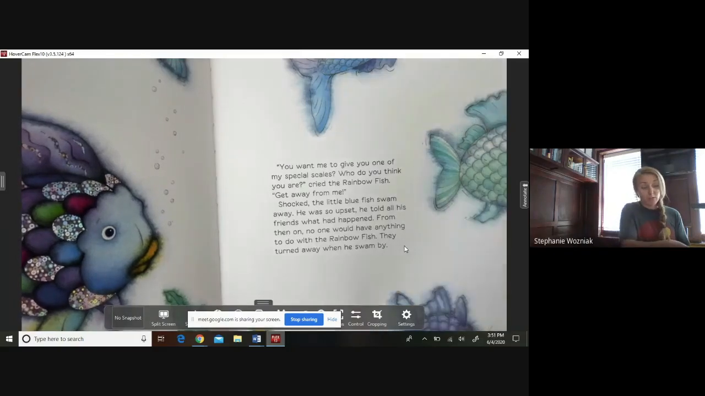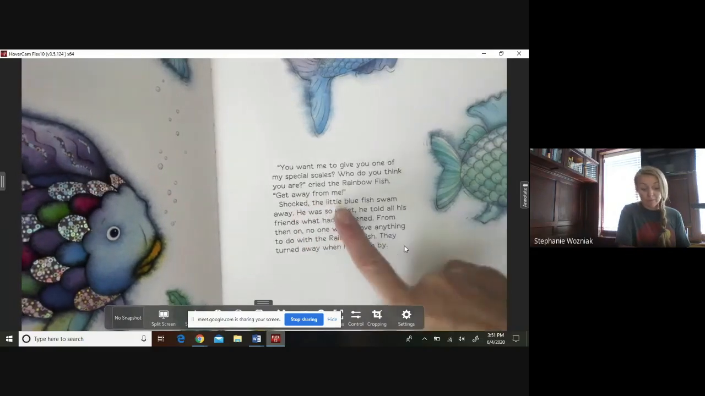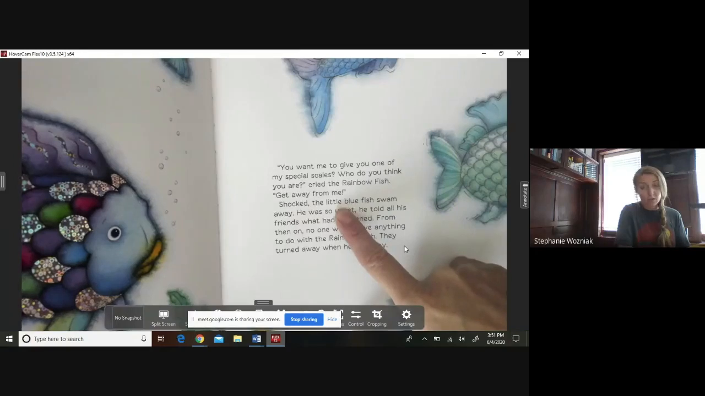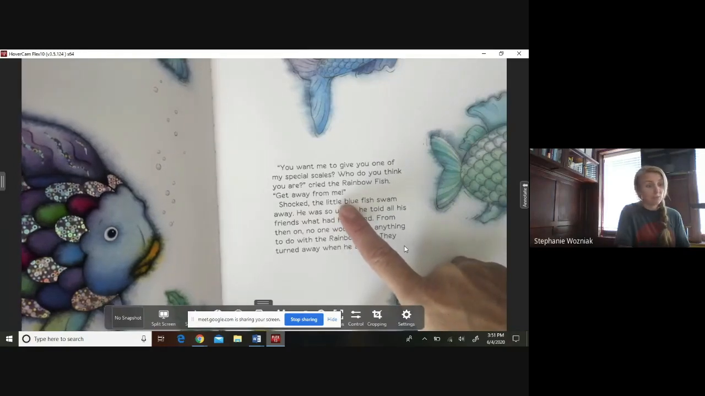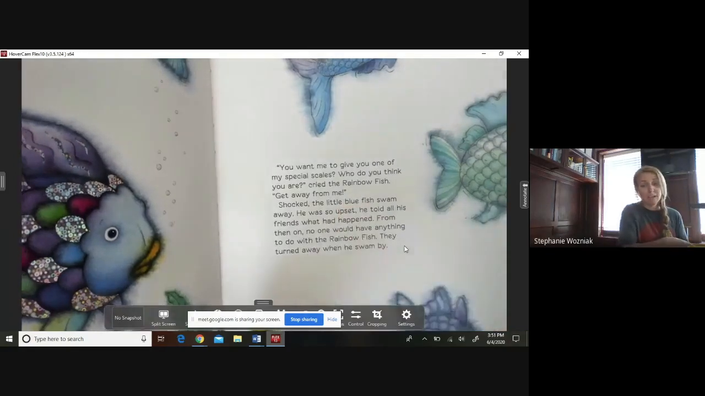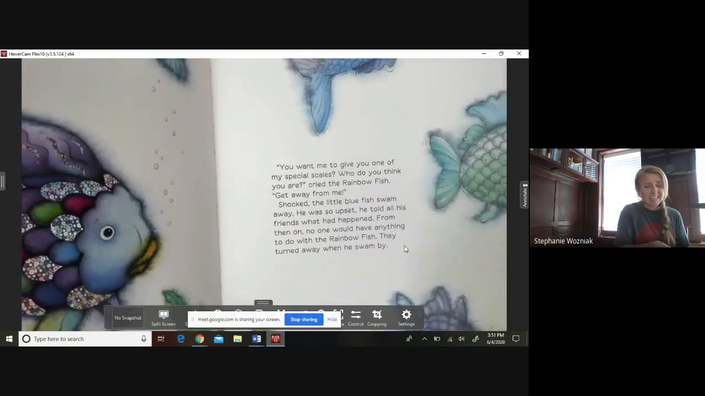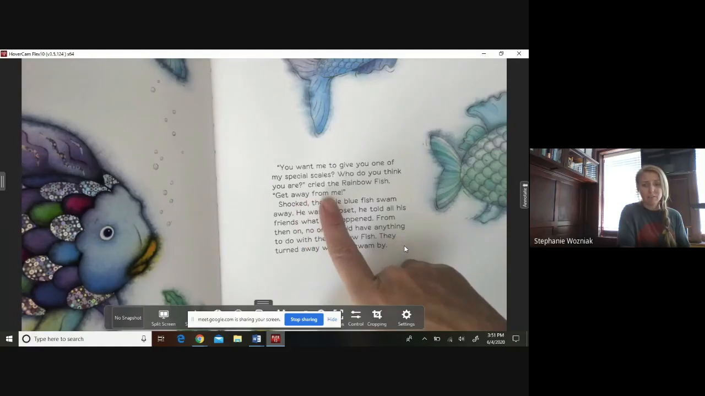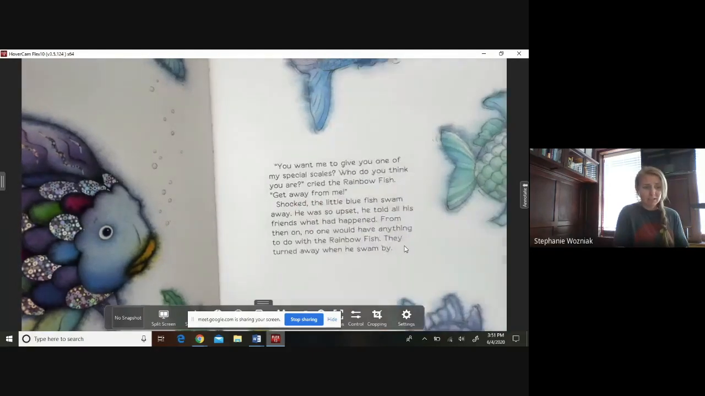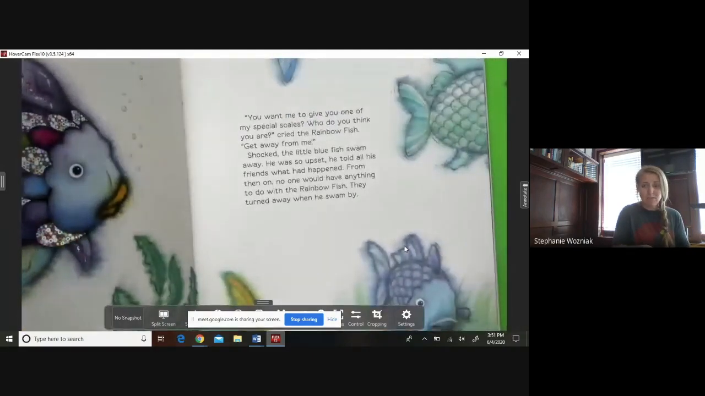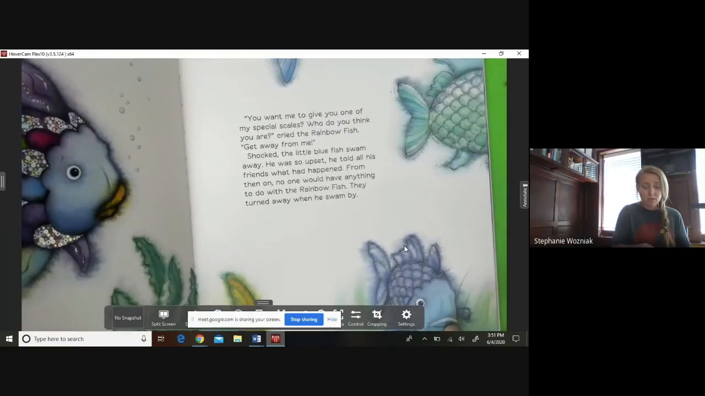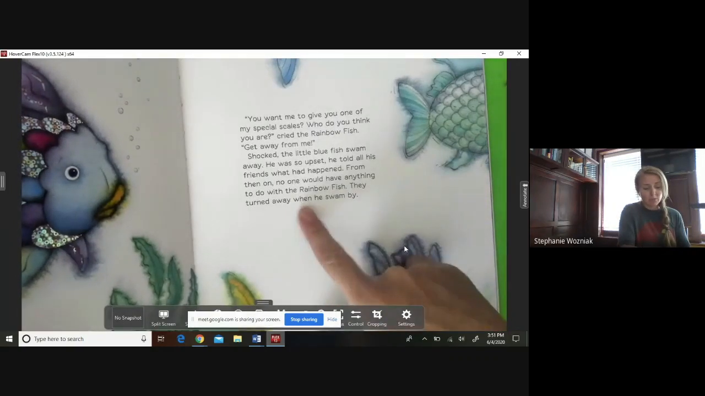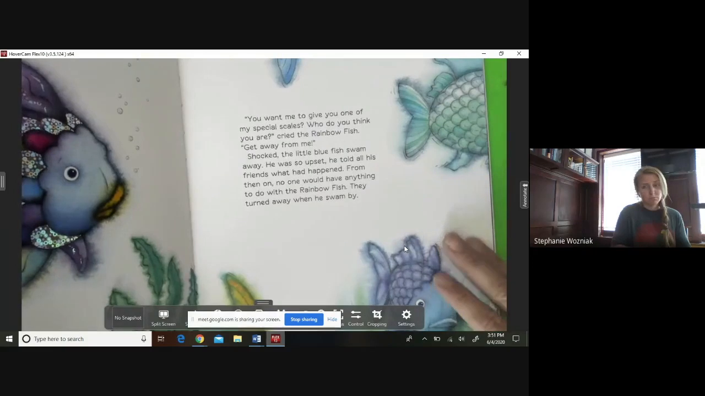So when the Rainbow Fish is saying, "Get away from me," well, that shows that that Rainbow Fish, she's not very nice, right? She didn't say nicely that he couldn't have the scales. Instead, she responded with, "Get away from me." And you can tell down here that the little blue fish is upset because look at his face. And it said they turned away when he swam by.